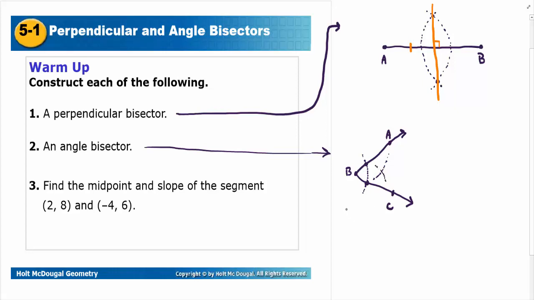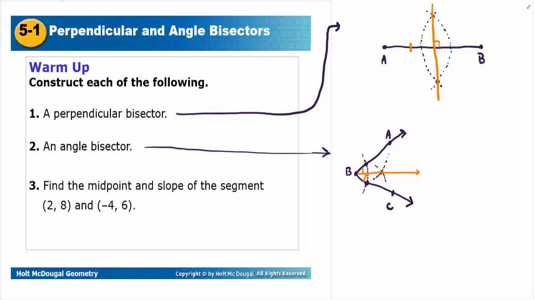And you should get those two arcs intersecting somewhere obviously in the middle of your angle. So when you do that, you're going to have this point, and you're going to draw a ray through those 2 points. And you need to then label those two angles congruent. And that is how you construct an angle bisector. Again, I'd be looking obviously for the arcs that are made when you construct perpendicular and angle bisectors.